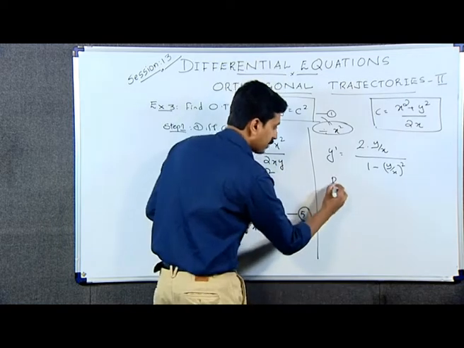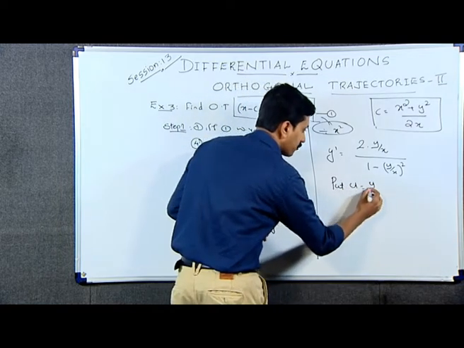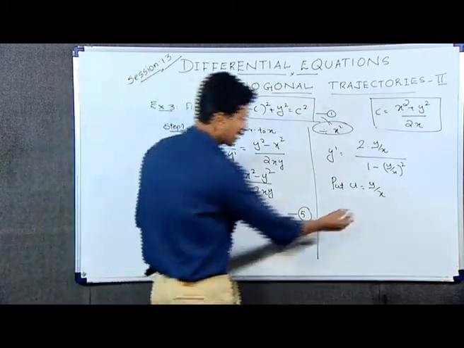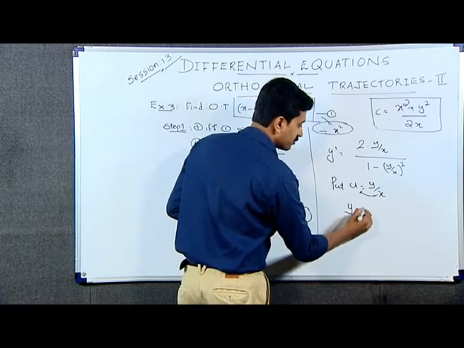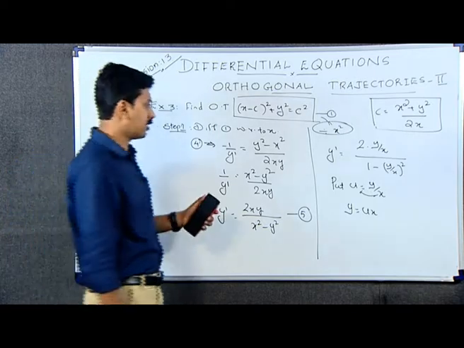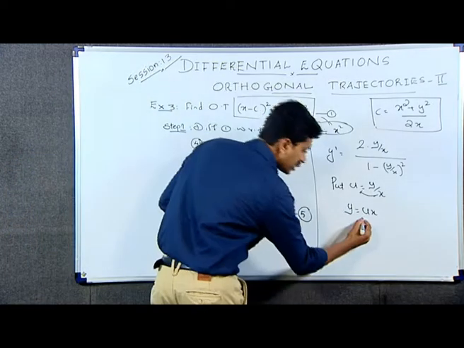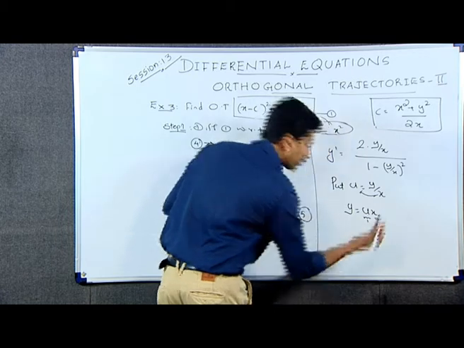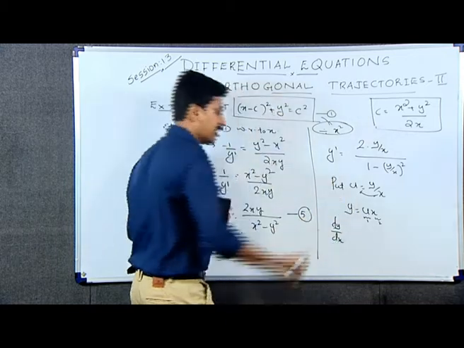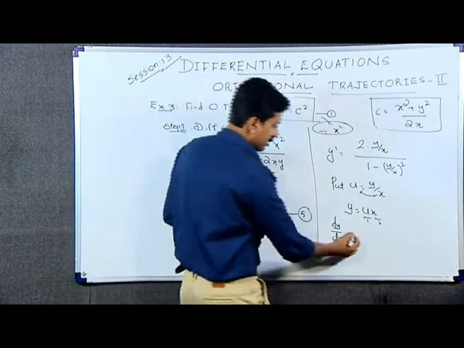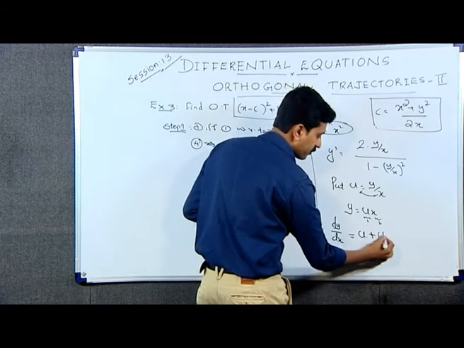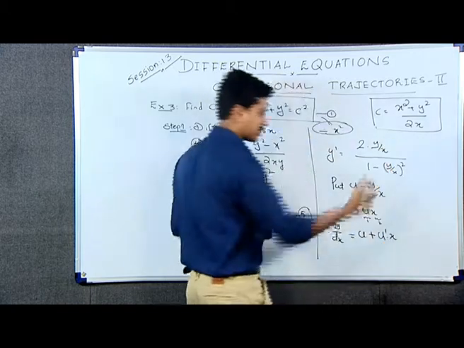So I am taking: put u equal to y by x. Taking this x to the other side, y is equal to u x. So we can differentiate both sides. Taking this as the first function and this as the second function, differentiate both sides with respect to x: dy by dx is u into the derivative of x, which is 1, plus x into the derivative of u, that is u dash into x.